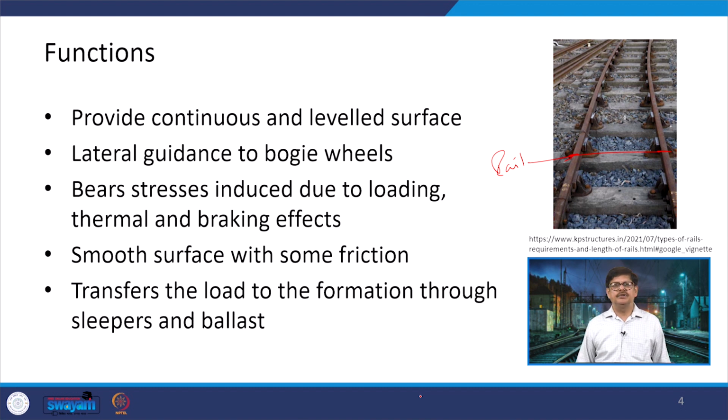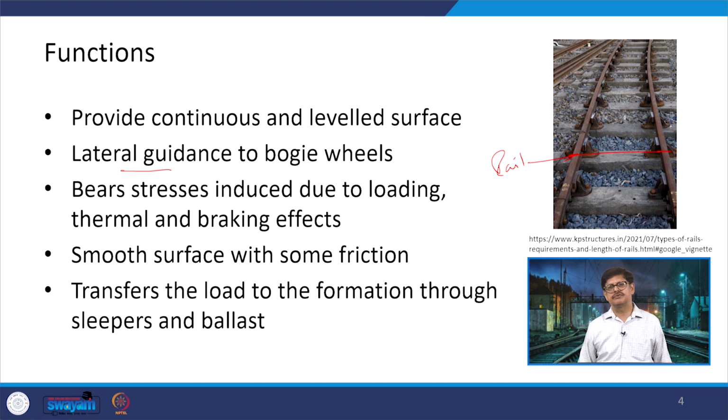These need to be continuous. If they are not continuous and are provided with a gap, then that gap has to be filled by a certain mechanism, either welding or jointing, so that a continuous system is there for 100 kilometers, 200 kilometers or 1000 kilometers, for whatever the track has been laid. Another thing is it provides the lateral guidance to the bogie wheels.